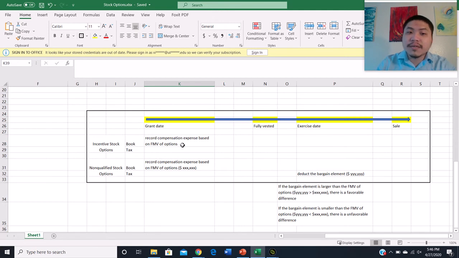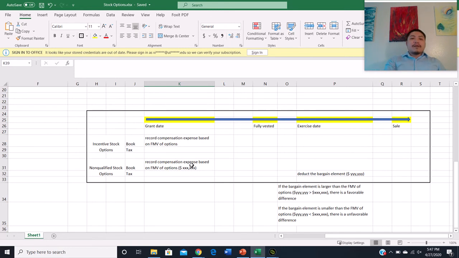The amount that they're going to record for the expense is going to be the fair market value of the options. The option itself has some value. It is the right to buy the stock for a certain price. So the option itself has a fair market value to it. For book purposes, the corporation has to record the fair market value of the options that are given to the employee as the compensation they give to the employees.